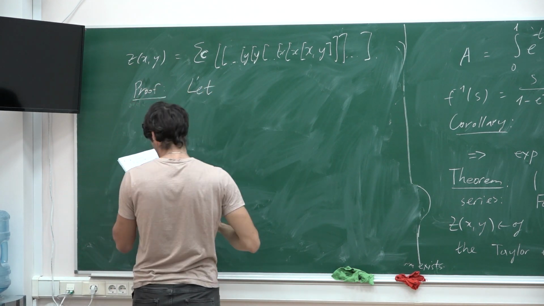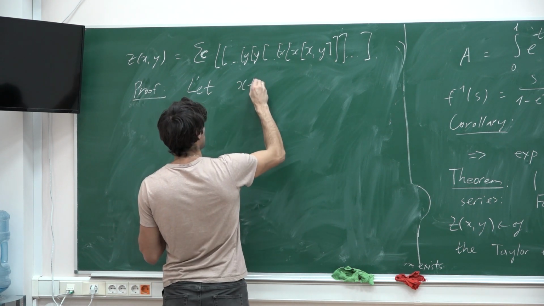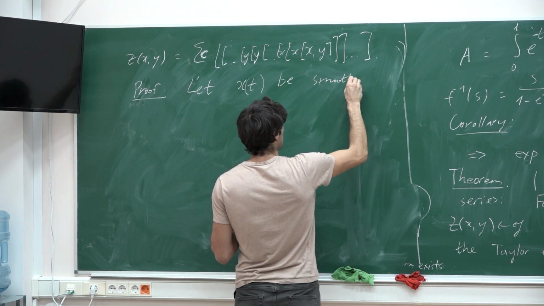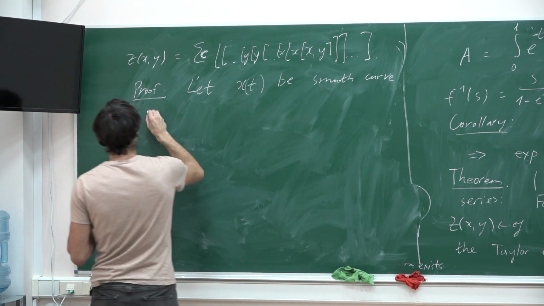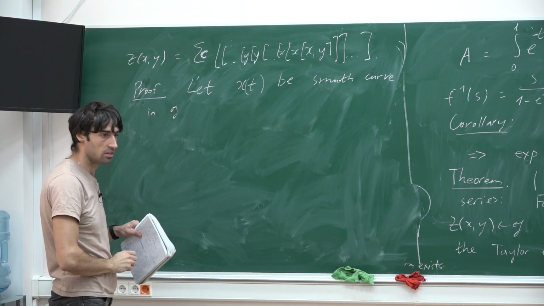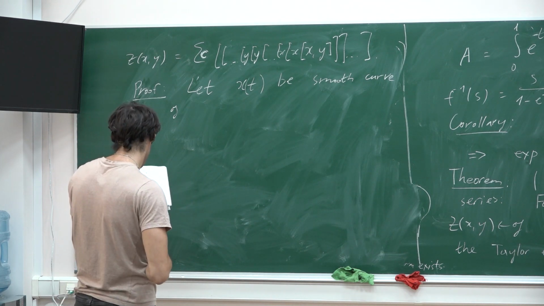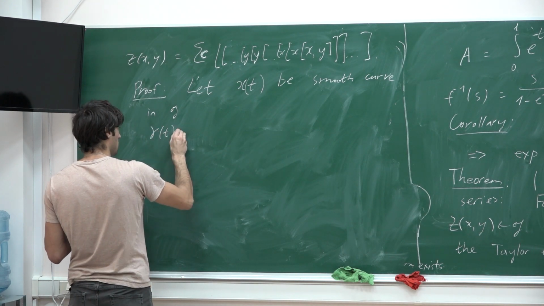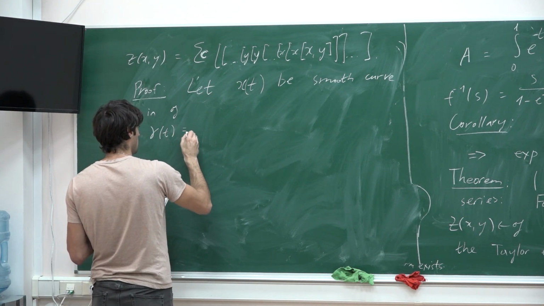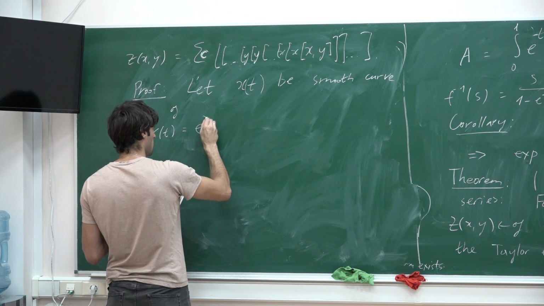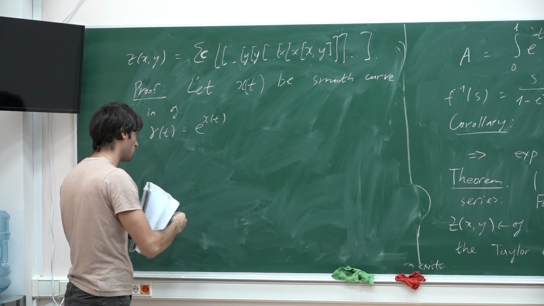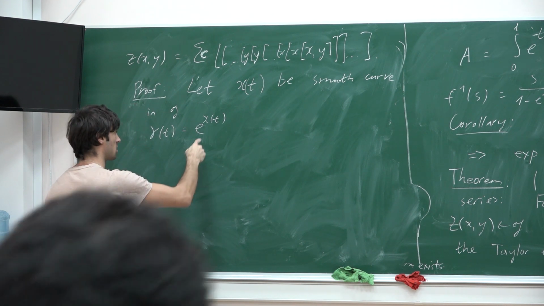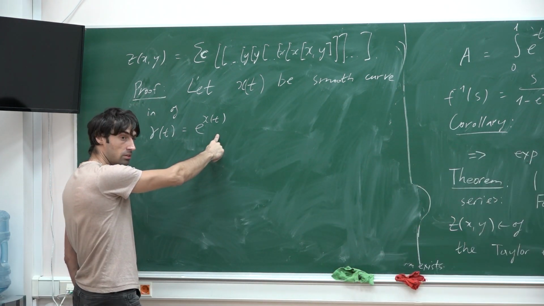Let x of t be some smooth curve in G now. And then let me denote gamma of t to be e to the x of t. So exp, I kind of interchange e and exp, but this is just a curve in a group now.